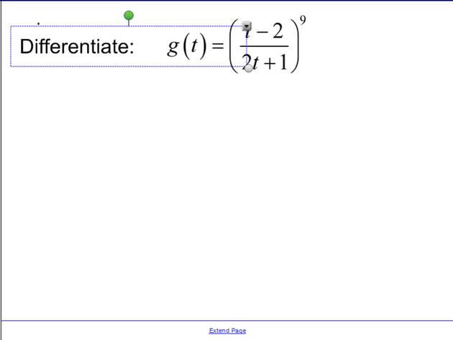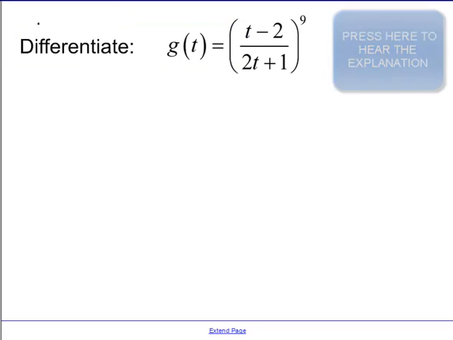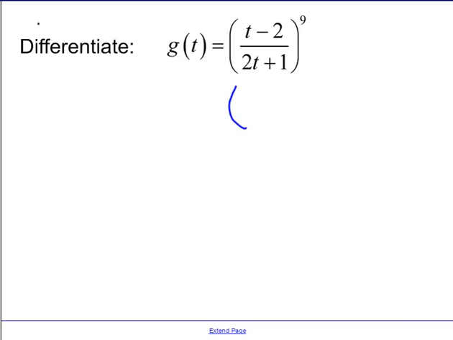Alright, so here's another one for you. We have our outer function, which is the one that is going to raise something to the power of 9, and then we have our inner function that is a fraction. Now you do have to use a quotient rule here when you find the derivative of the inner function.